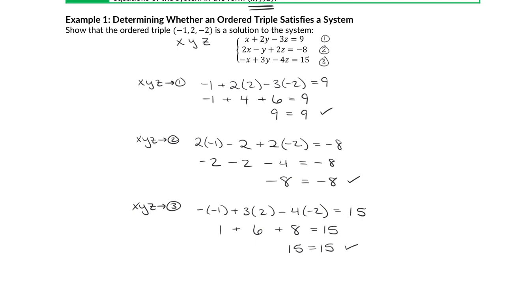Does that sound familiar for how we checked things in the past? It's just that this time we have 3 variables that we're checking instead of just 2.